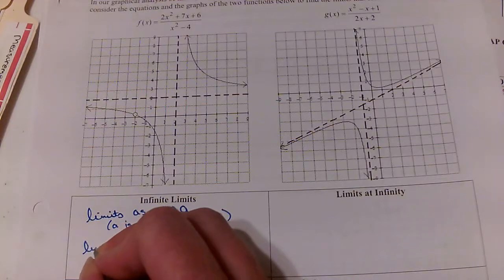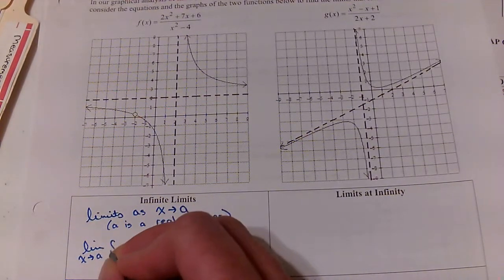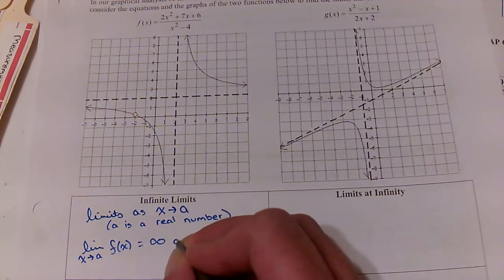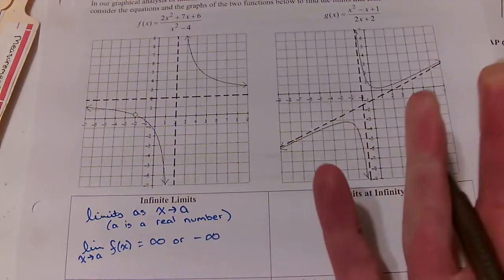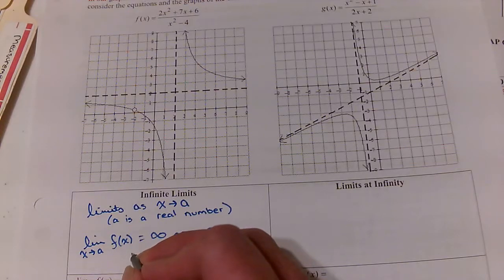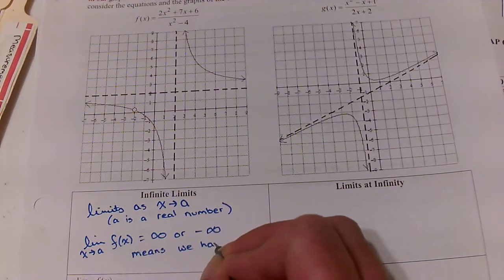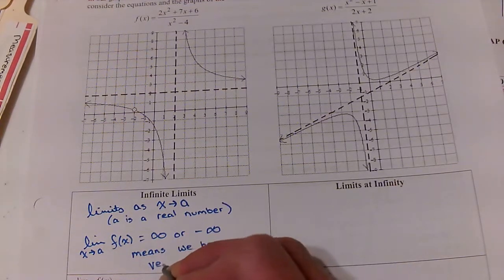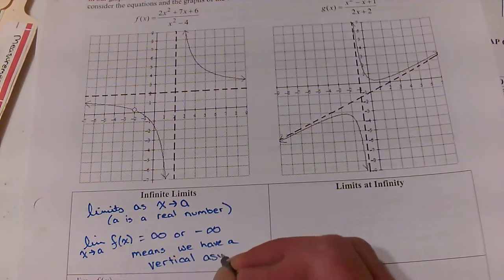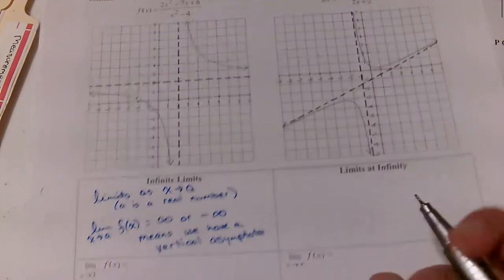But when the limit as x approaches a of f of x is infinity or negative infinity, what does that mean? Well, this means we have a vertical asymptote. So we'll look at some examples.